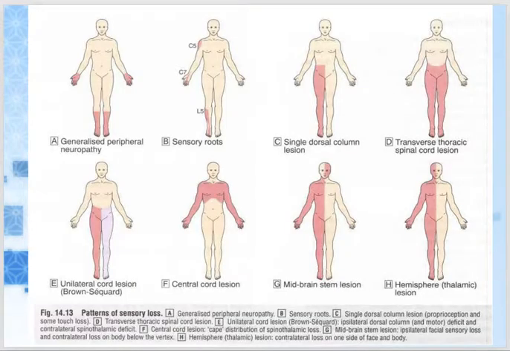See, now look at this patient. This one has the loss in which pattern? Gloves and stocking. We know it is symmetrical, and we know it is involving different nerves. So this is an example of a generalized peripheral neuropathy. One of the examples I told you is diabetes mellitus.